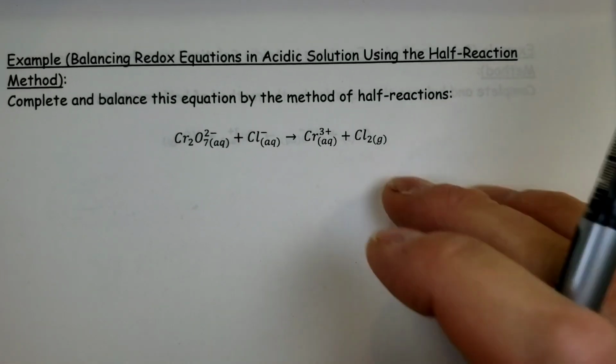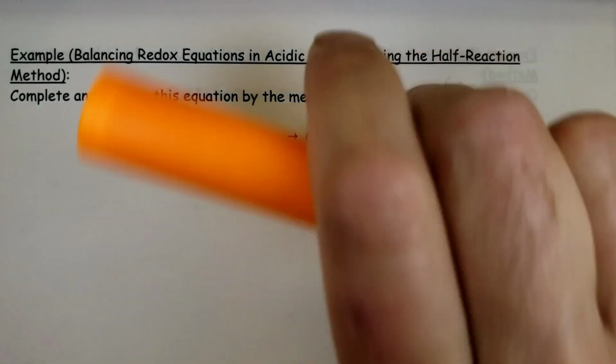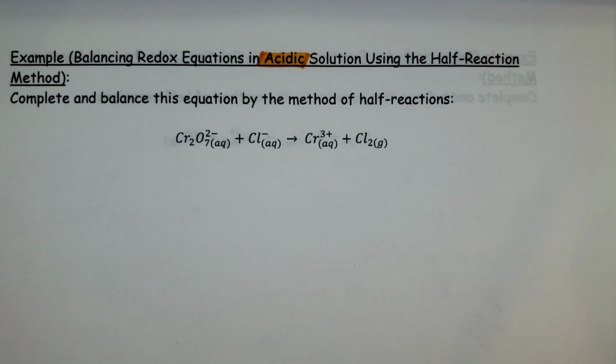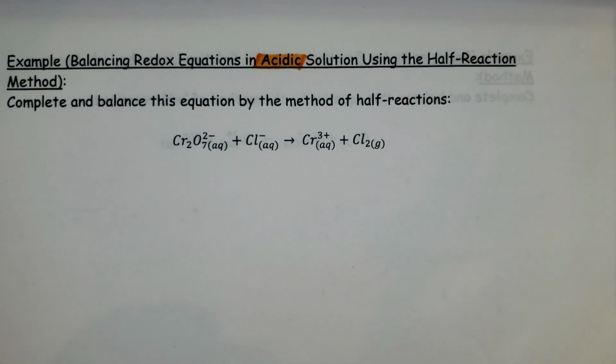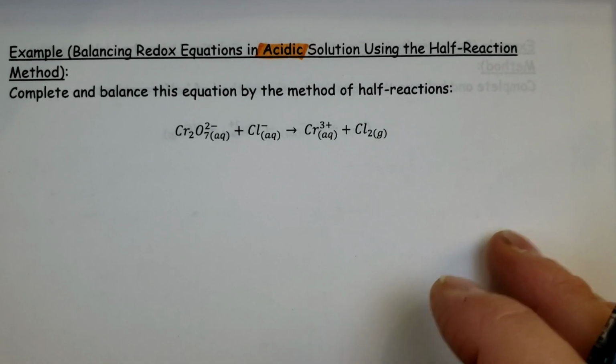Welcome back, Chemistry 30. So we'll look at an example dealing with this. We talked about when these are in acidic solutions, so we'll do two examples with that. Then we'll look at what happens in basic solutions. It's only a slight tweak, really. And then we'll do two examples with that.